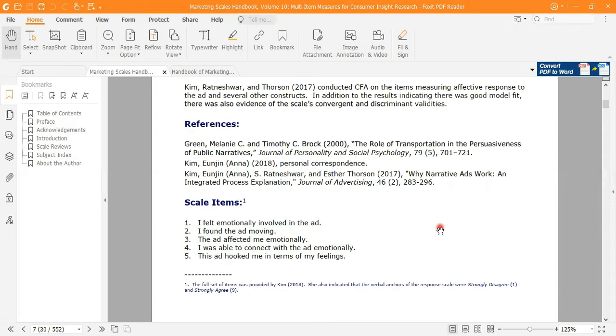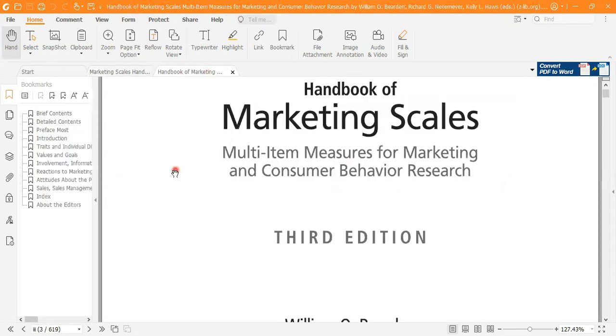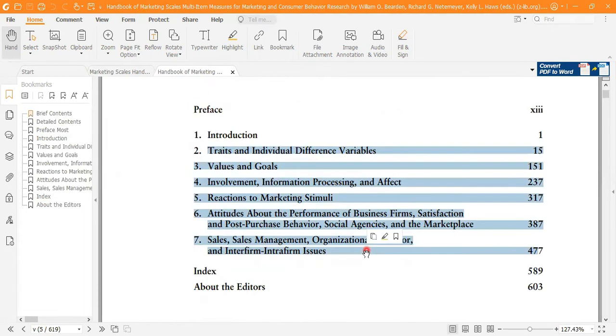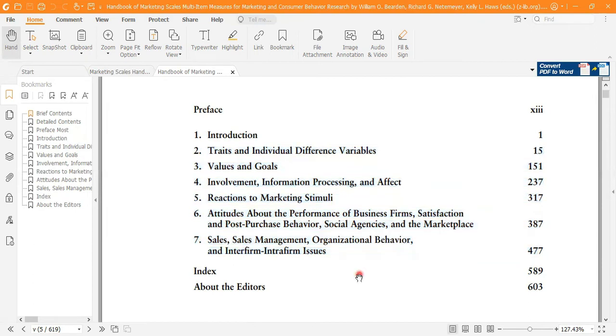Okay, so this is all about the first book, and another book I want to show here. This one is the Handbook of Marketing Scales, 3rd edition by William Bearden and two other co-authors. After the introduction, there are 6 major areas. Whatever scales are available in this book are related with these 6 different areas. For example, traits and individual variables, values and goals, reactions to marketing stimuli, sales management, organizational behavior, business performance of the firm, satisfaction, post-purchase behavior, social agencies. So many broad areas are there.